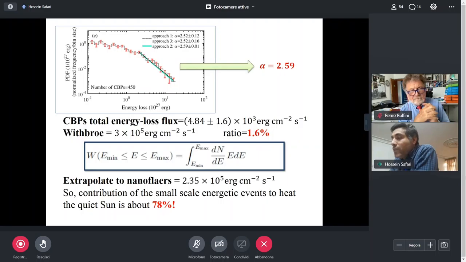We obtain that these features have a contribution of about 78% to heating the solar corona. But we have not validated this result because we need to continue our work on campfire energies, and then we can validate this result for small scale events.